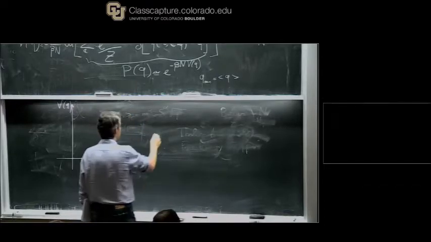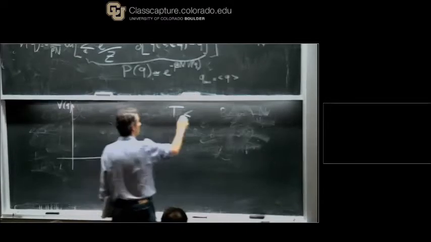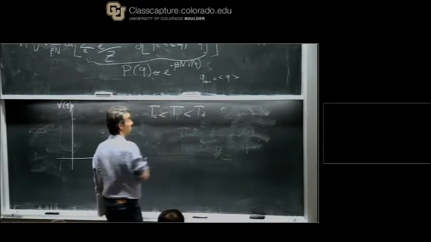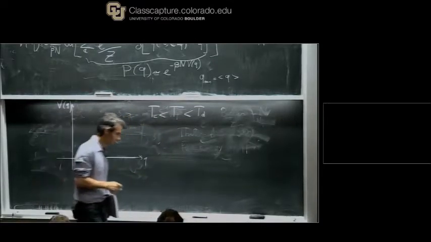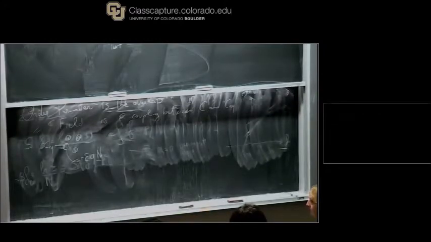And now let's draw what we expect for V of Q when T is less than TD and larger than TC. So we are in the regime in which the Boltzmann measure is given by an exponential number of different states.